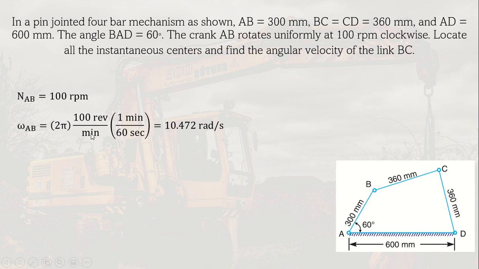And since it is in minutes, we will convert it to seconds using the conversion 1 minute is 60 seconds. That's why we have the angular velocity of AB in rad per second, which is now 10.472 rad per second.